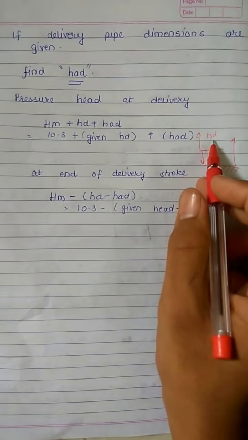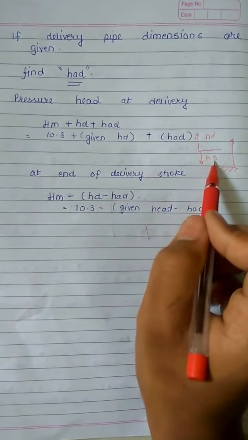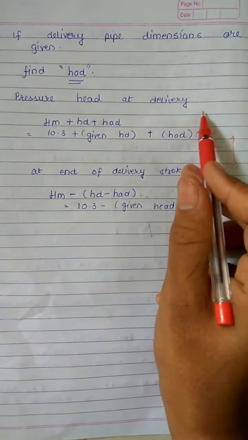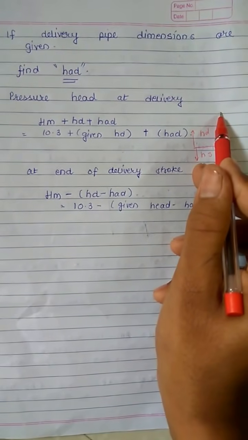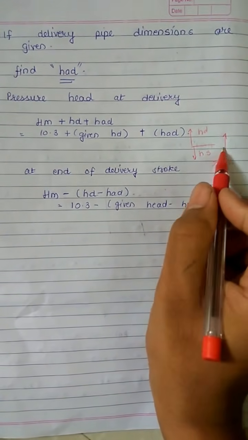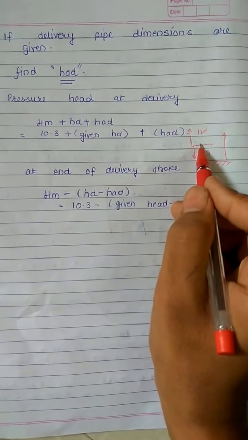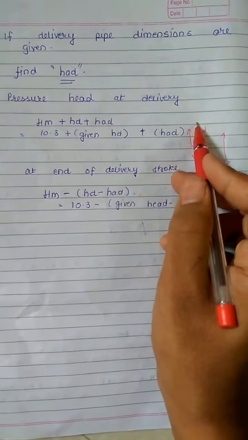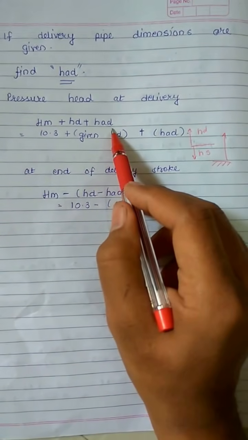So the pressure head at the beginning of the stroke will be H atmosphere plus HD plus HAD. So this will be the maximum pressure during the beginning of the delivery stroke, and the pressure at the end of the delivery stroke will be H atmosphere plus HD minus HAD. So we can find out the end and starting of the delivery stroke.